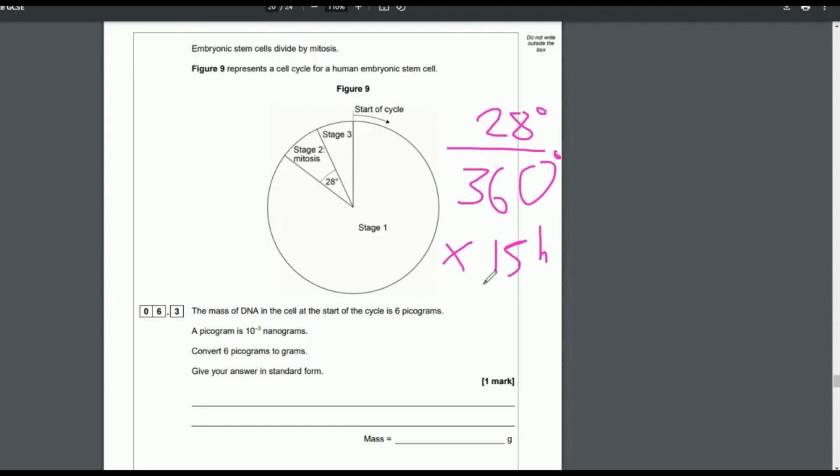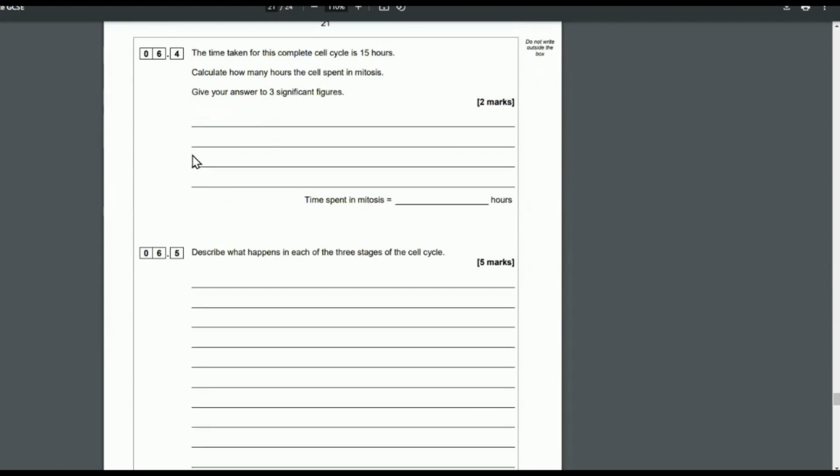So we want to do 28 divided by 360, and we get 0.078, the proportion of time the cell spent in mitosis. We times that by the total time for the whole cycle. Times 15 hours equals 1.16 or 1.17 hours out of 15 spent in mitosis. And that was worth 3 marks, 3 significant figures. So I want 1.17 hours. And that is worth 2 marks. Bish bash bosh.